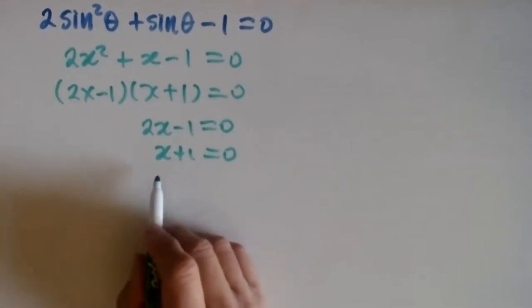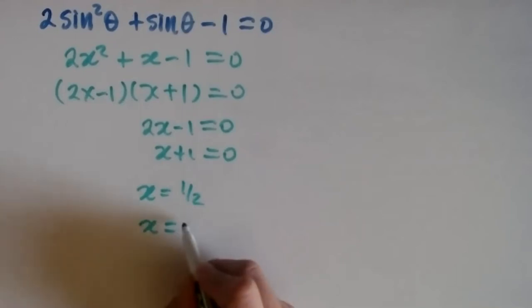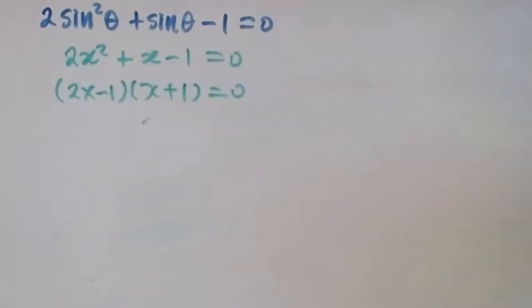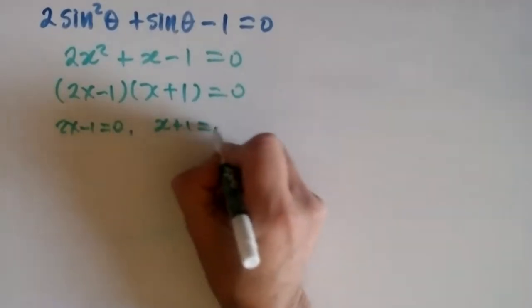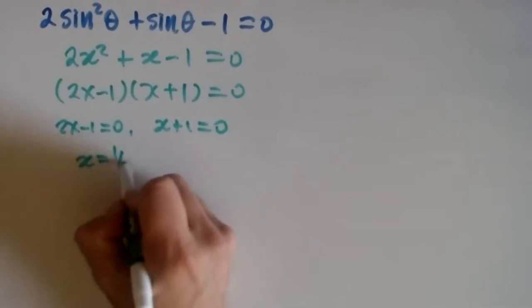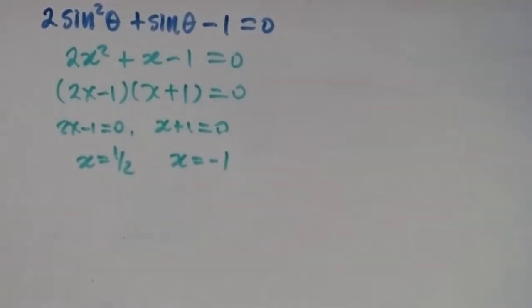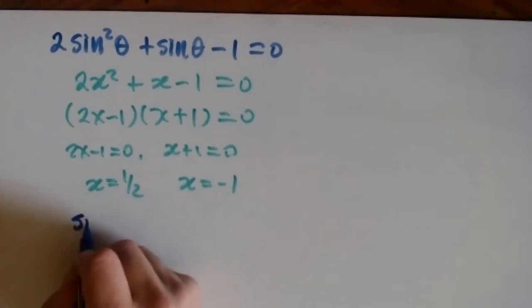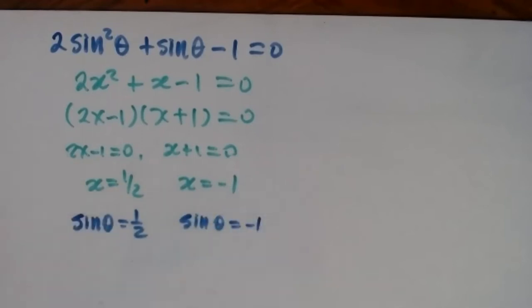So what is the solution for the first problem? 1/2. So 2x minus 1 equals 0, and x plus 1 equals 0. So you have x equals 1/2, and here x equals negative 1. Negative 1, correct? Well, but who's the x? The x is sine, correct? You are replacing the sine by x, so you have to return the sine. Sine theta equals 1/2, sine theta equals negative 1.